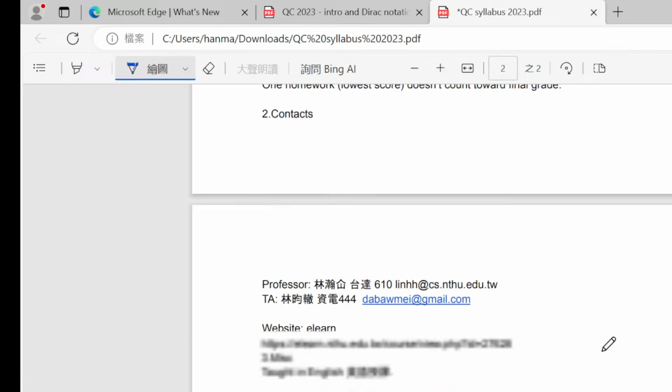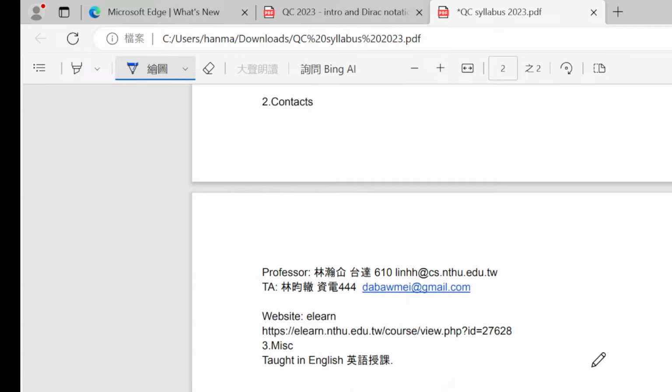Okay, so contact: the professor is me, and my office is in Taida 610, and this is my email. And this is the TA, as you see, is in Che. His office is in the next building, 资电馆444. I put your email here, so the Gmail. If you have homework questions, you can go to the TA. And we use eLearn as our course website.